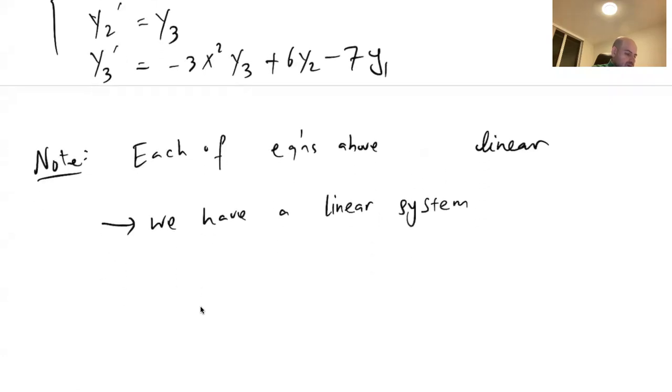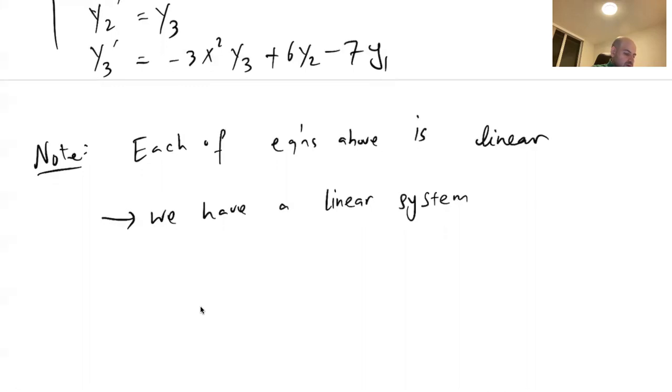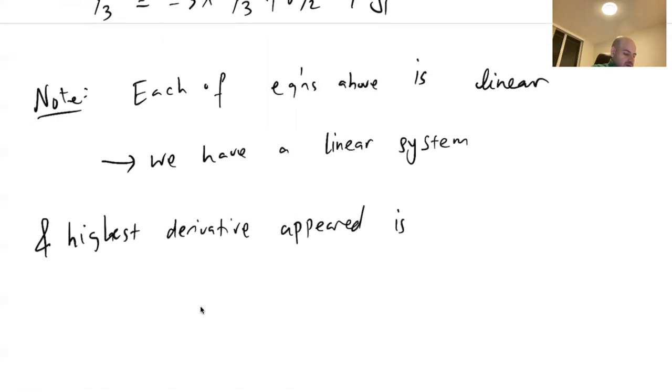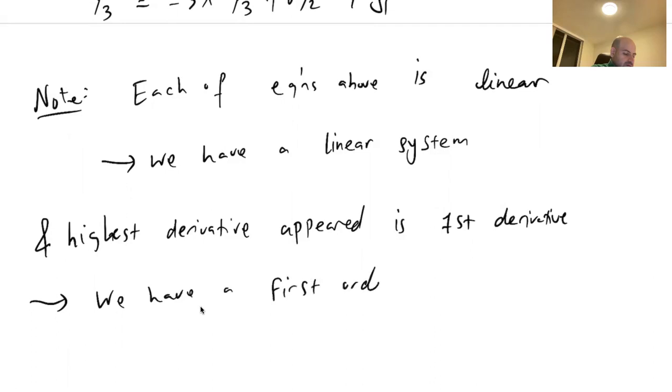So the equation above is linear. And the highest derivative that appeared is the first derivative. So we have a first order linear system.